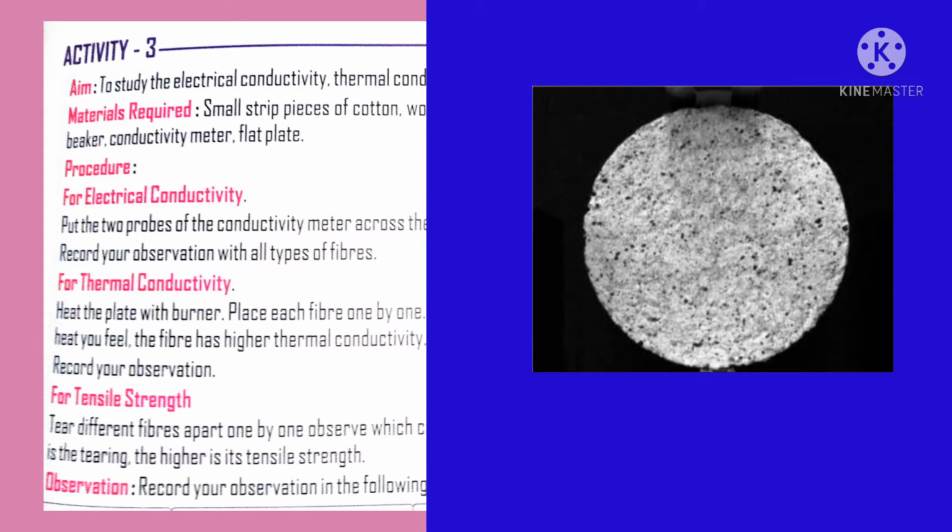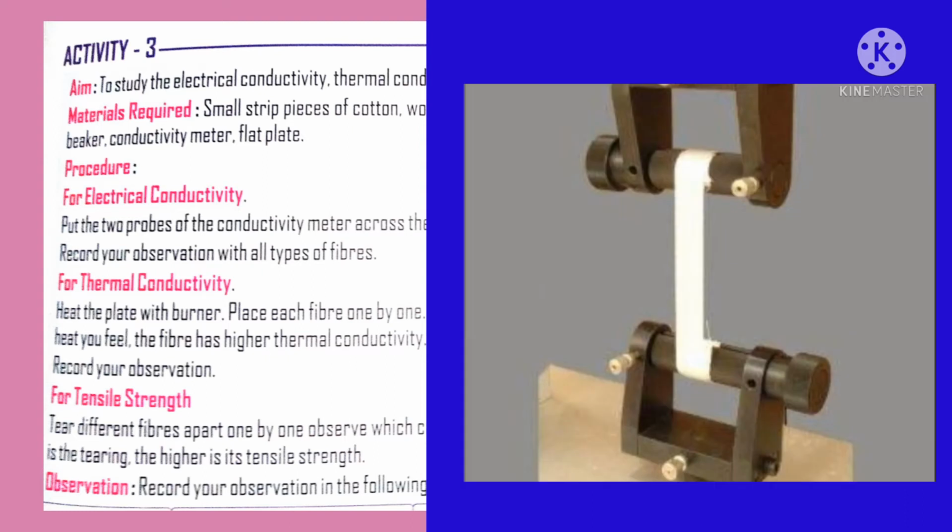Now, we are going to study tensile strength. What is tensile strength? It is the strength of the fiber. If you feel more difficulty in tearing the cloth or fiber, then the fiber has high tensile strength. If the fiber is torn very easily, then it has less tensile strength. Likewise, you are going to note down all your observations with all types of fibers.